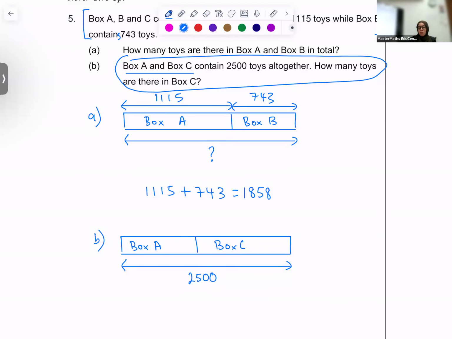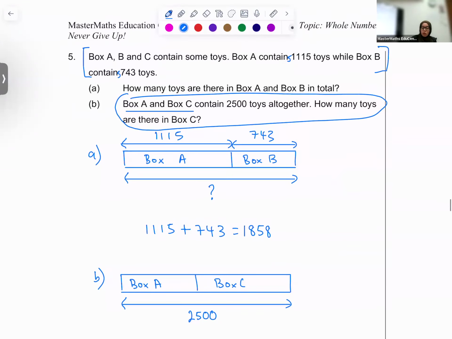Okay, what else should we include in the model? Do we know box A already? Naila, do we already know what box A has? What was your question in part A? Not a question in part A. What does the top model say? Box A has how many?